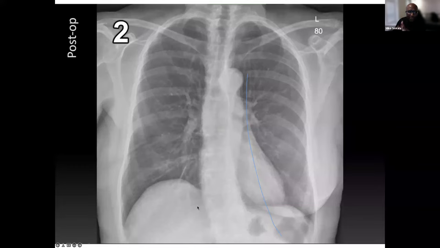So it's very, very important that when you see these kinds of things or a missing breast shadow, you start interrogating further, because you might miss something that is quite significant.